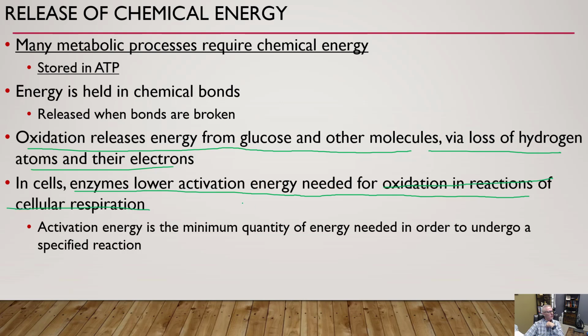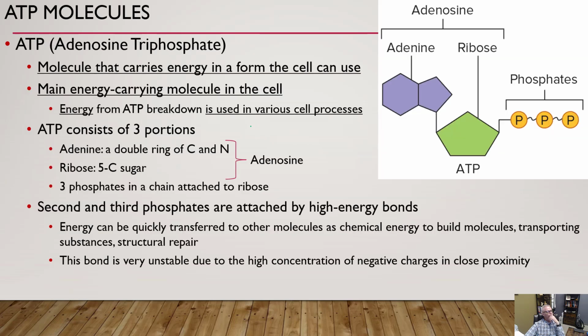All right, so adenosine triphosphate. So that is ATP. That's the molecule that carries energy in a form that the cell can use. It's our main energy carrying molecule in the cell. So, and that energy is used in so many of our cellular processes. So if we look at ATP, adenosine triphosphate, we can see that there's the adenine molecule, the ribose sugar, and the 3 phosphate groups.